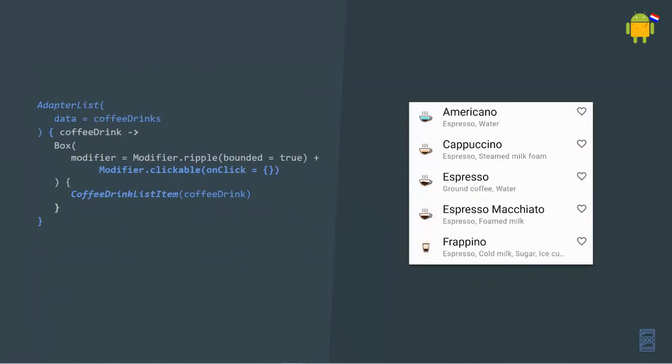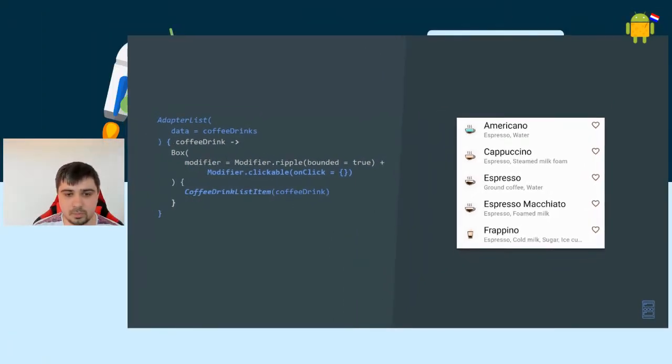Right now we have our list item, and what we can do is render our list item to the list, and for it we have a lazy list, and to the list we can put, as an example, a list of coffee drinks or our collection. And later on, inside this list, we can, sorry, we can use a box and render our item inside it.